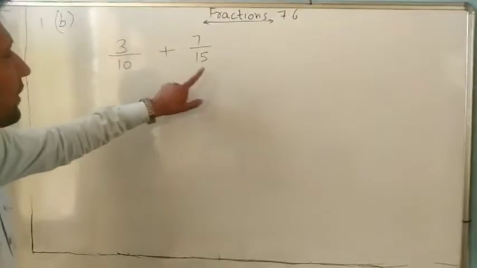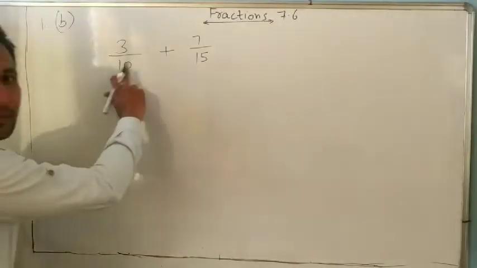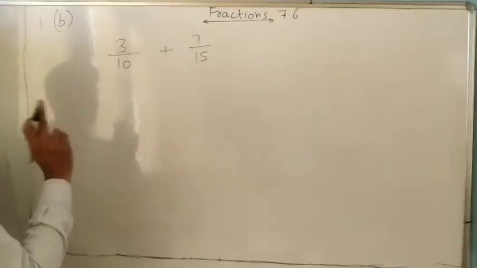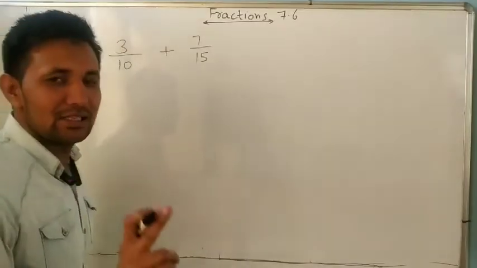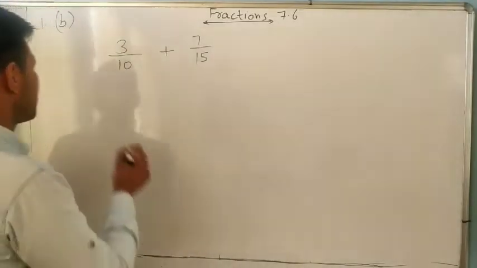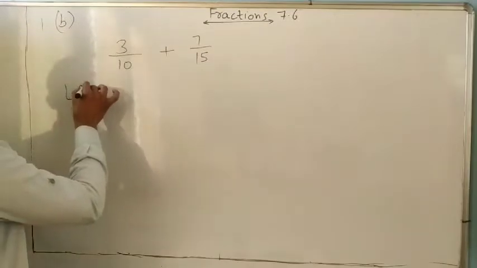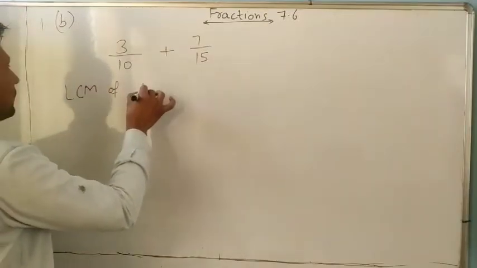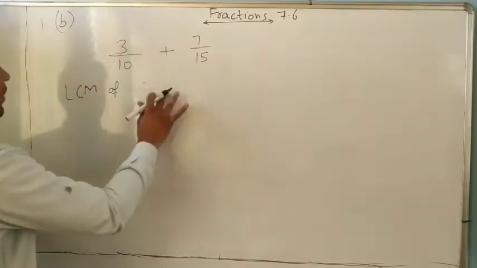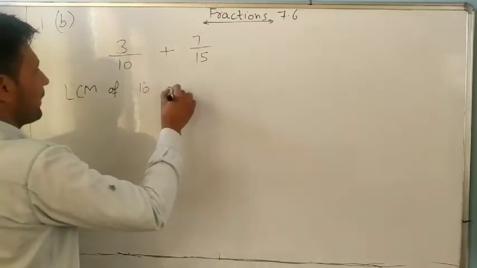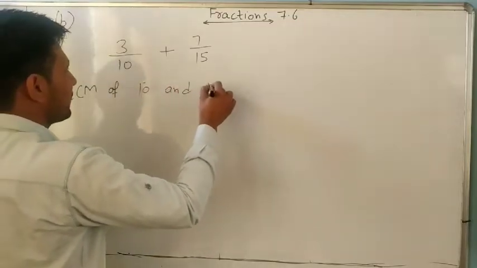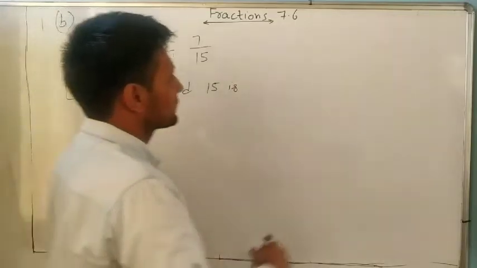First step, do you remember how we will add? Always first we take the LCM of the denominators. First step is taking the LCM of the denominators. So, what is the LCM of 10 and 15? First we find the LCM of 10 and 15.